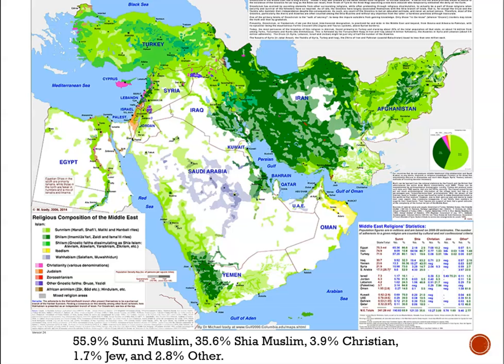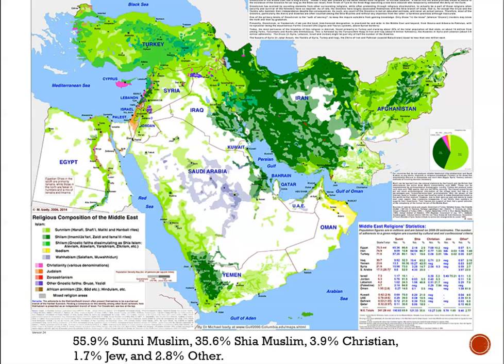Now here's another thing to consider. It's the religious makeup of the Middle East. And notice this is zoomed in a little bit, from Afghanistan to Egypt. But notice that we have Sunni Muslims, we have Shia Muslims, Christians, and Jews, and then other. Okay?